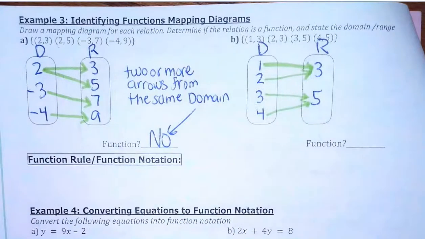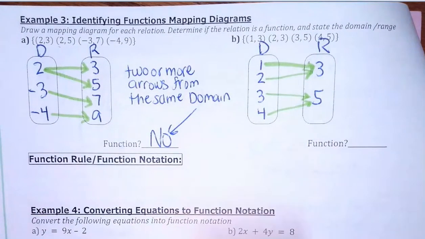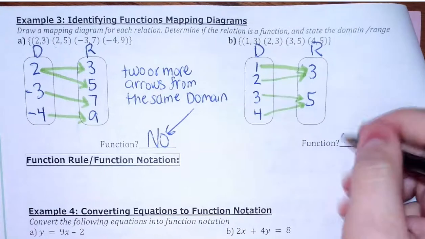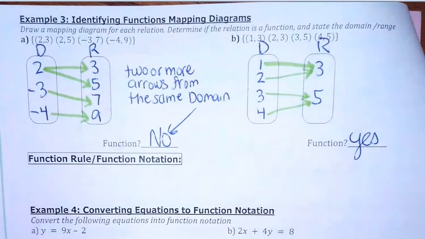Now here, as long as you just have one arrow coming out of each of those X values, this is going to be a function. This is not a problem for the vertical line test. If you were to plot these points on a graph, they would pass, and we don't have any X values repeated. It's completely fine for the Y values to repeat.